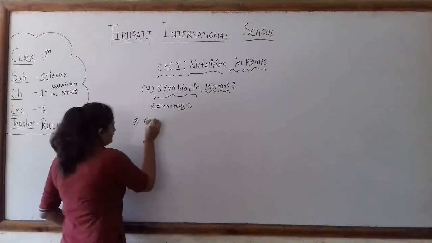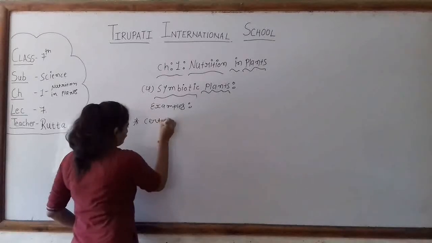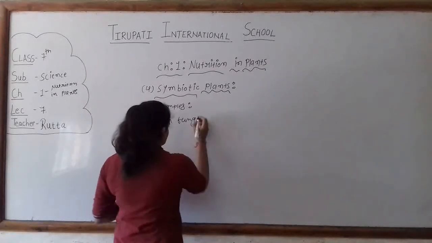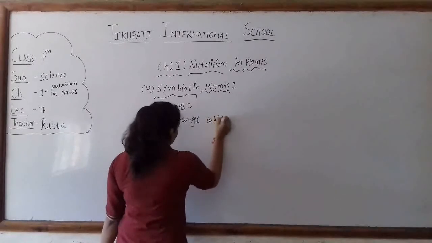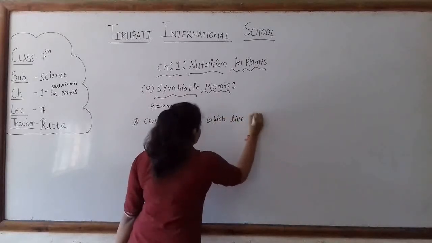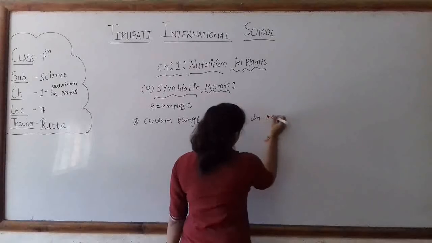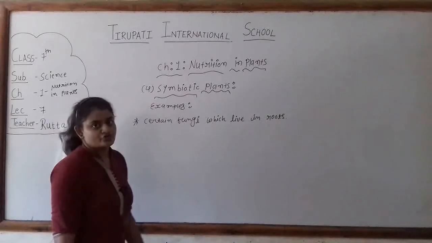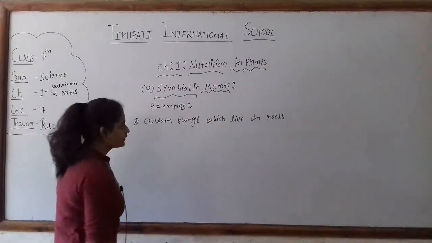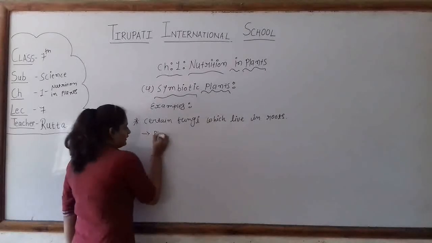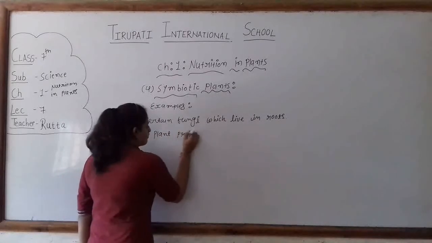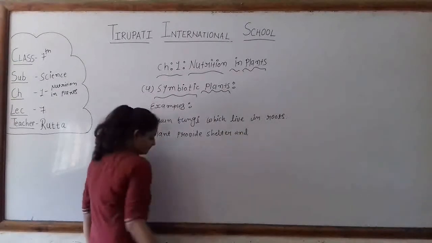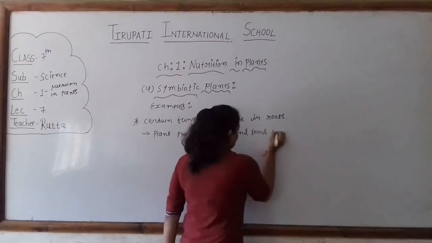The first one is certain fungi, which live on or live in roots. Certain fungi can grow into roots. We described fungi in our last lecture. So this plant provides shelter and food to the fungi.